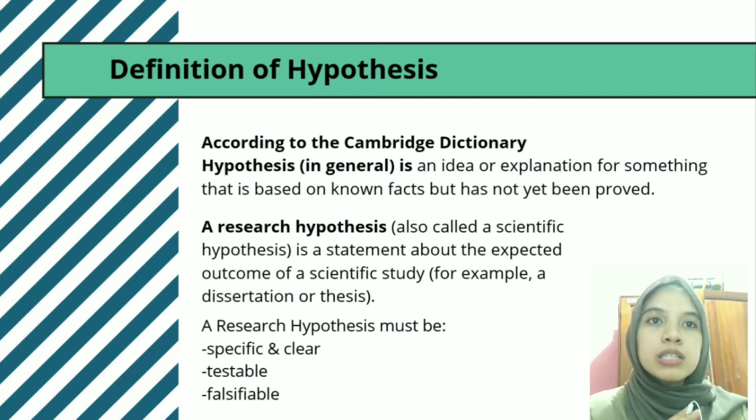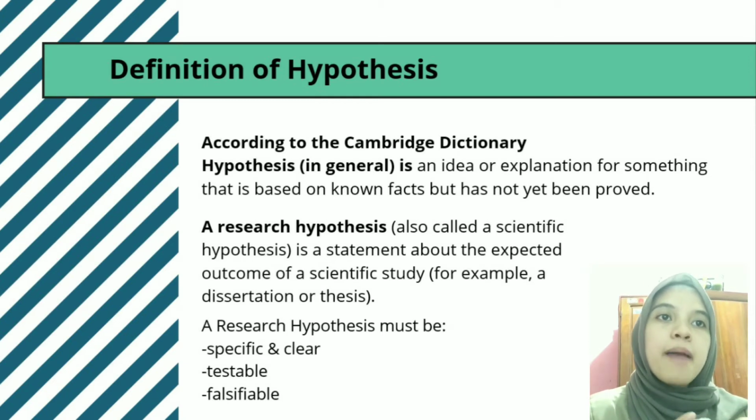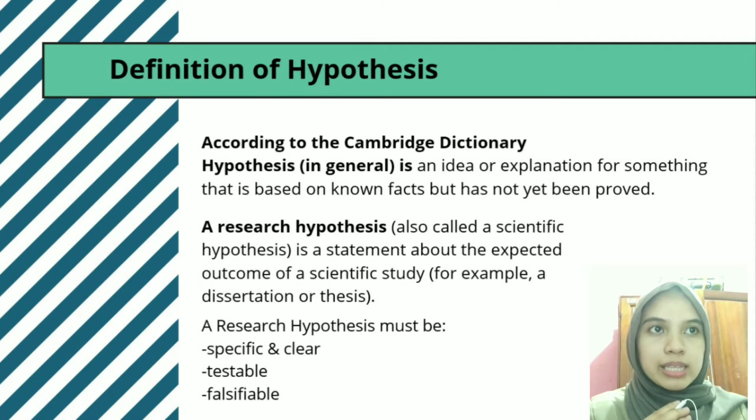And the last, falsifiable. A scientific hypothesis needs to be testable. Why? Hypothesis, it also needs to be falsifiable or disprovable. In other words, there needs to be some identifiable way to test whether a hypothesis is false, or if there is no way to assess whether a claim is false, then it's not a hypothesis.